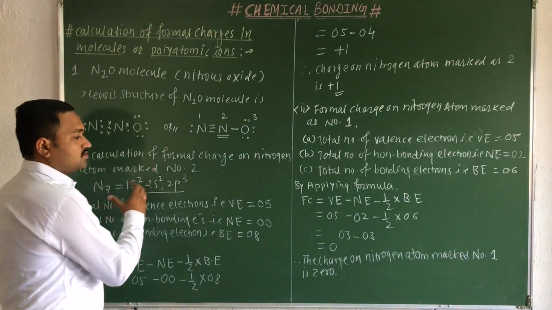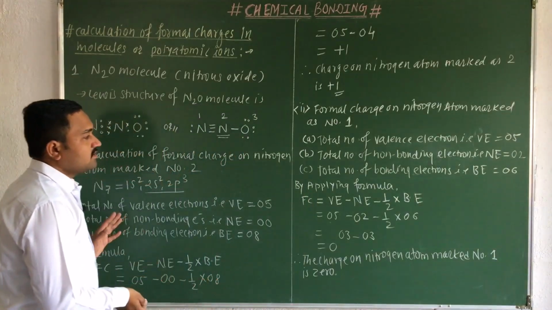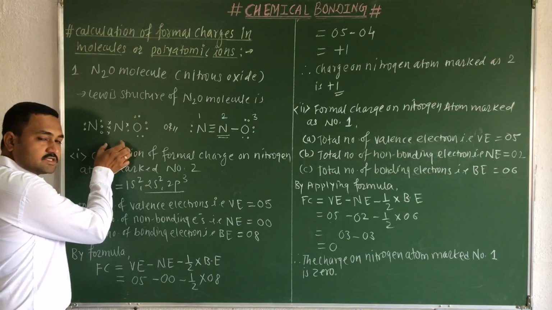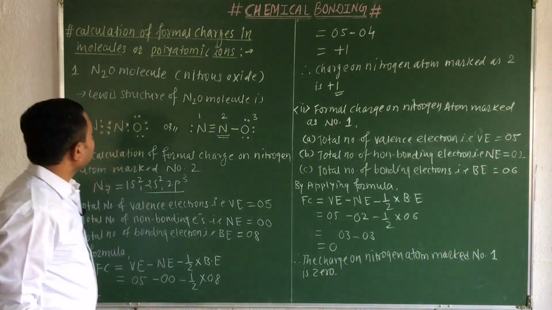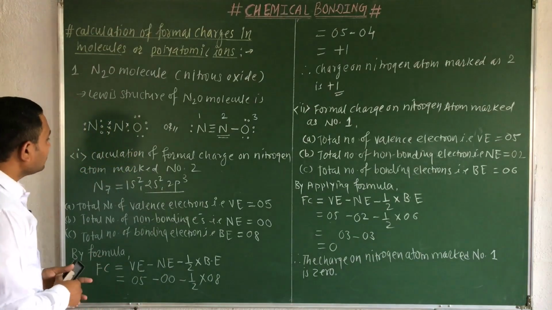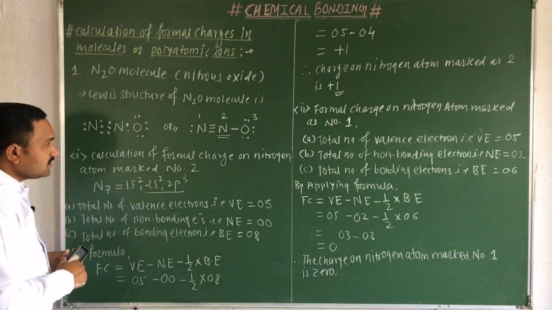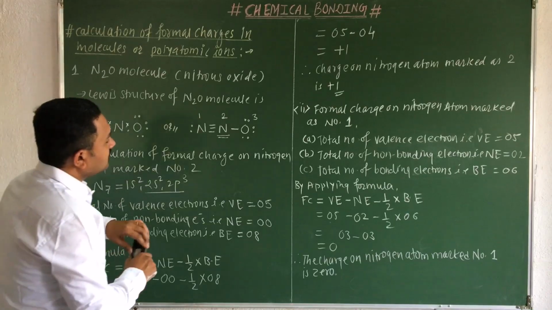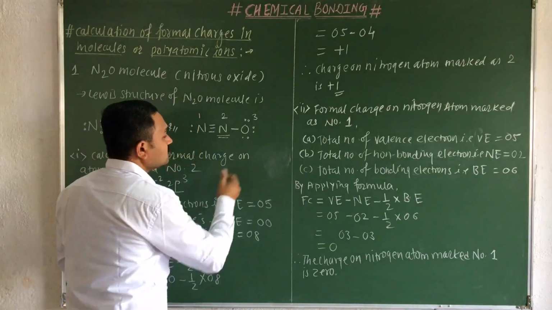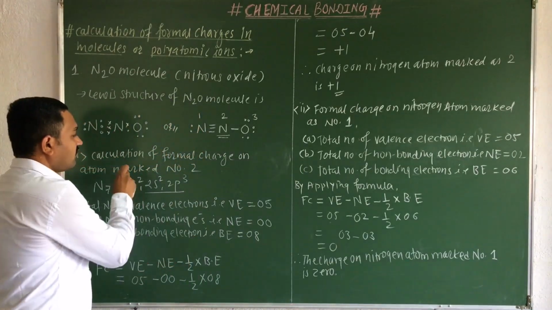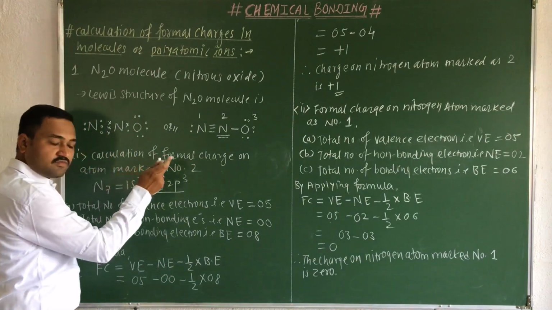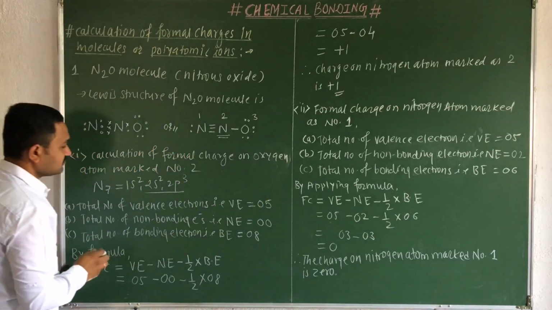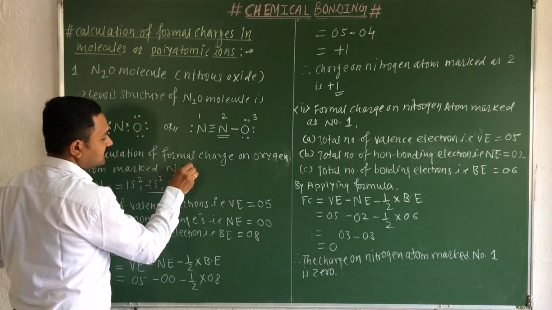So this is about the two nitrogen atoms. We can easily find out the charges on the nitrogen atom, but we must know the Lewis structure of that particular molecule. Now we will calculate again the formal charge on the remaining oxygen atom. So I am going to simply make the modification. Okay, so we are going to calculate the formal charge on the oxygen atom, which is marked as number 3 here.